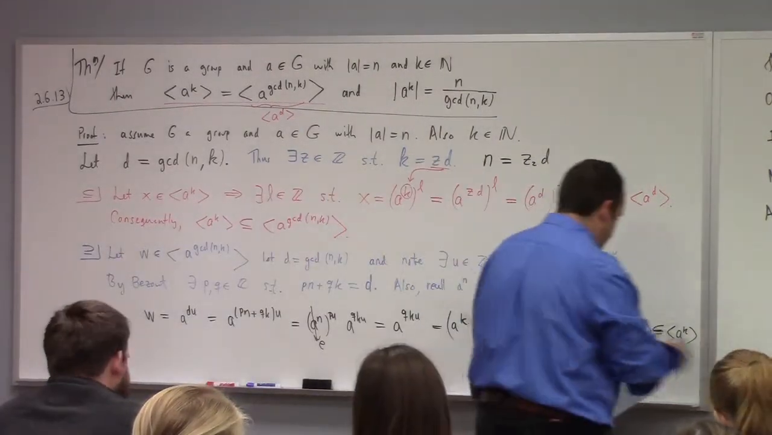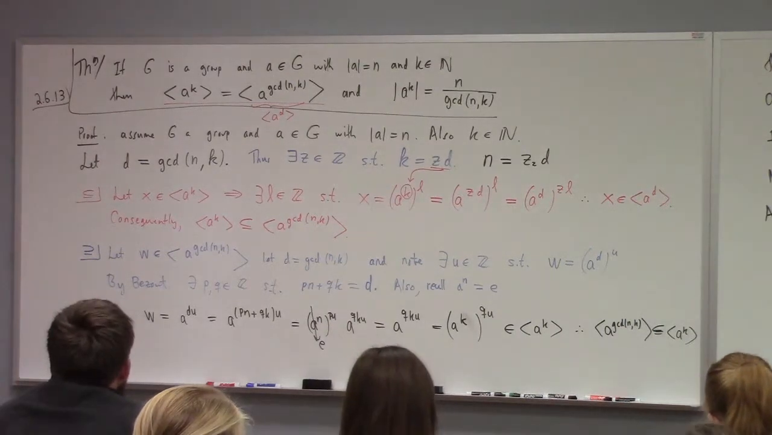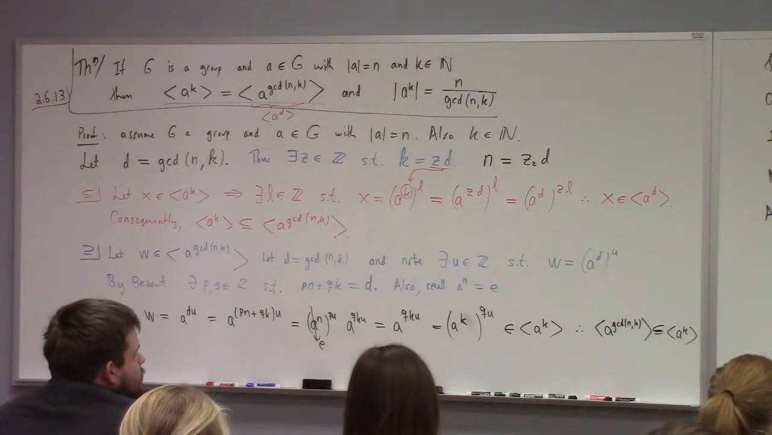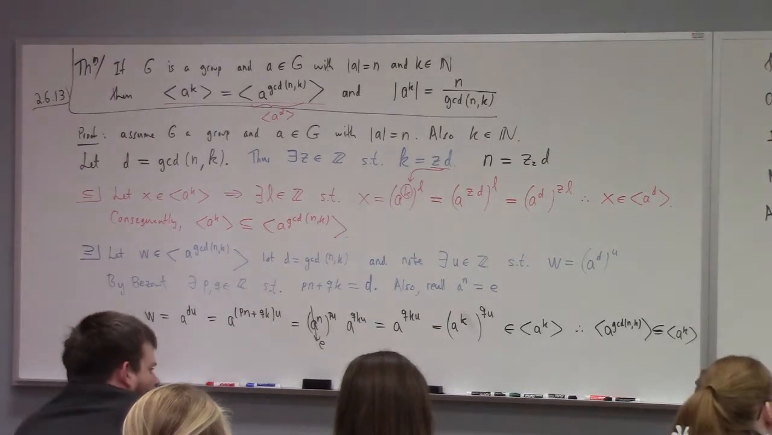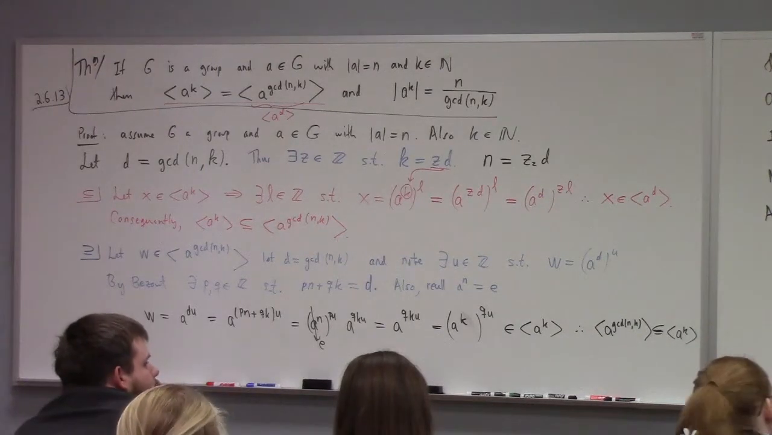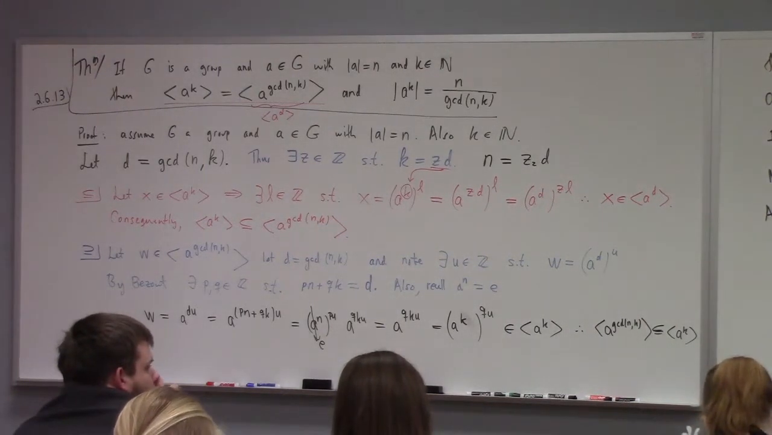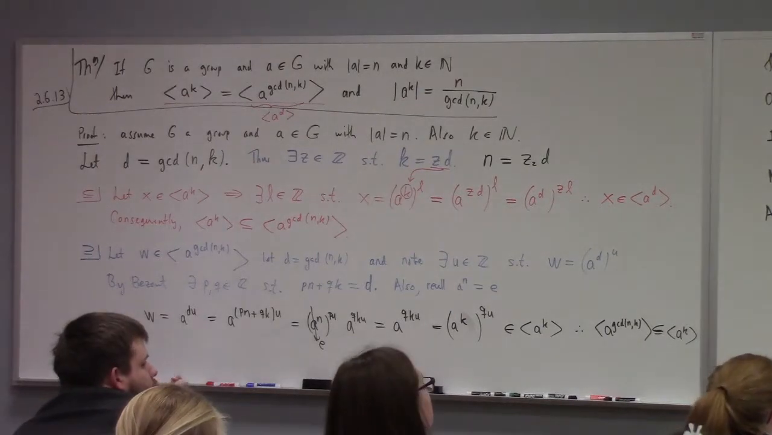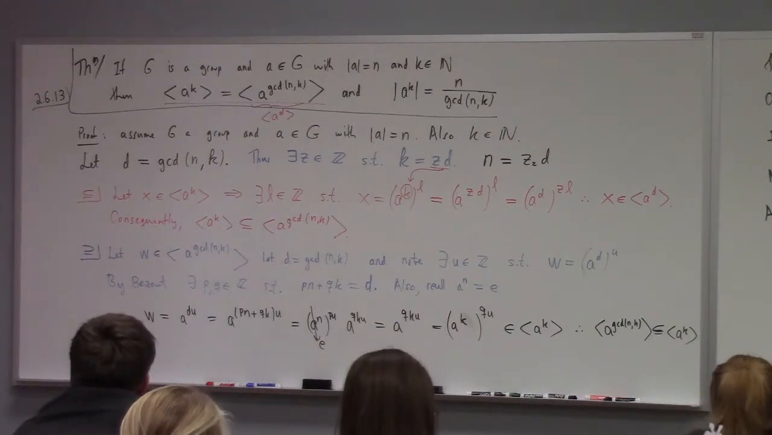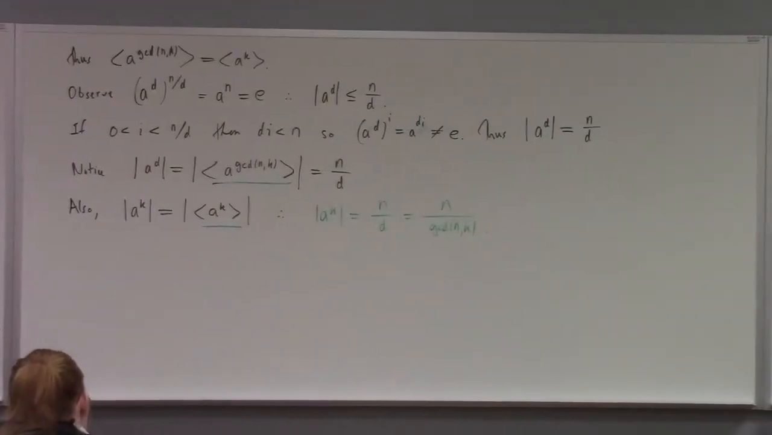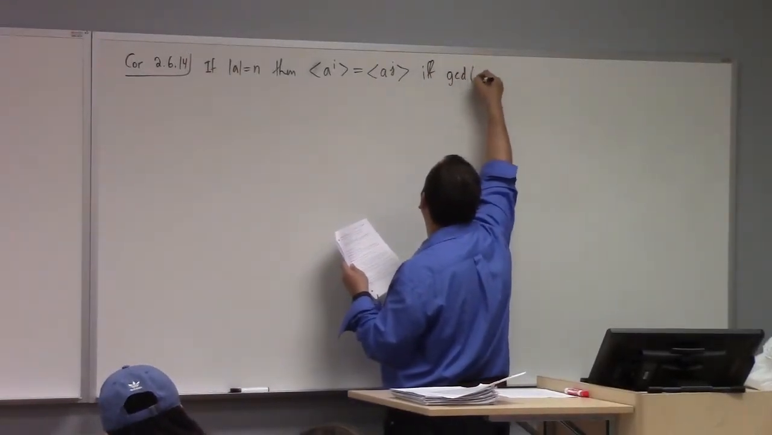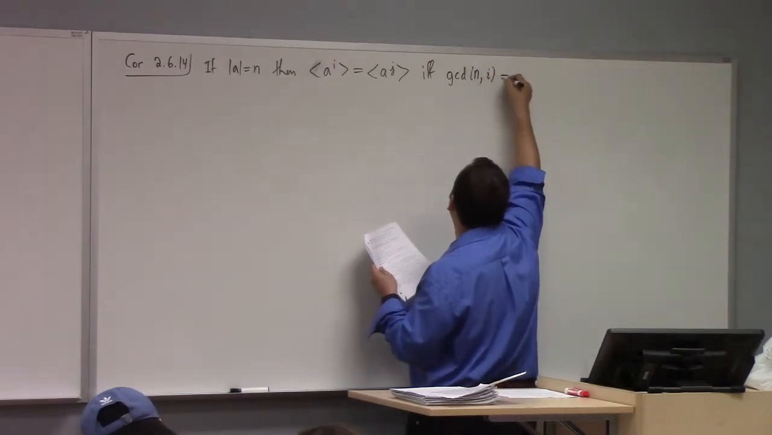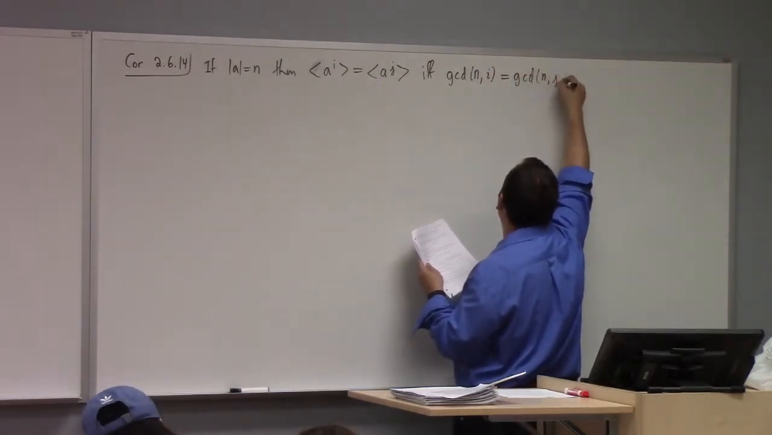Corollary to this theorem, corollary 2.6.14. It says that if the order of a is equal to n, then the cyclic subgroup generated by a to the power i is equal to the cyclic subgroup generated by a to the power j if and only if the GCD of n comma i is equal to the GCD of n comma j.